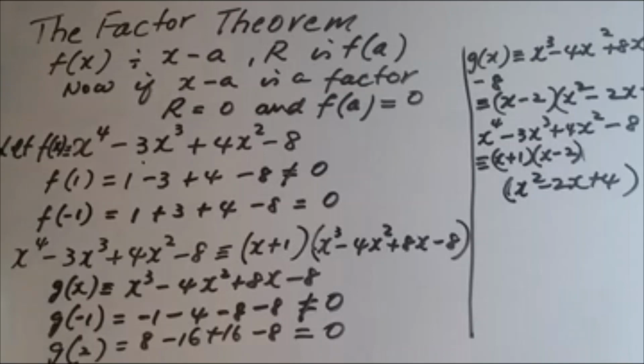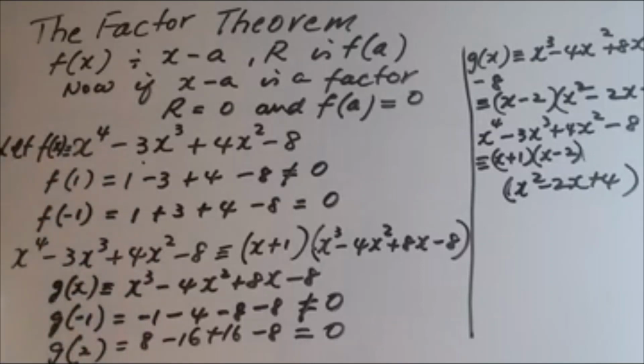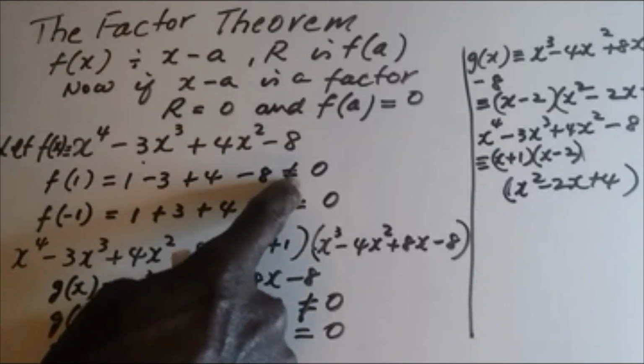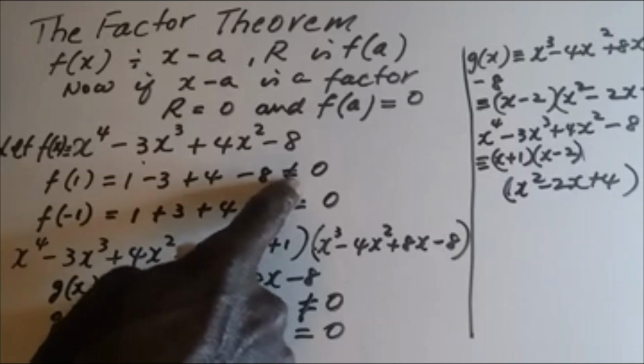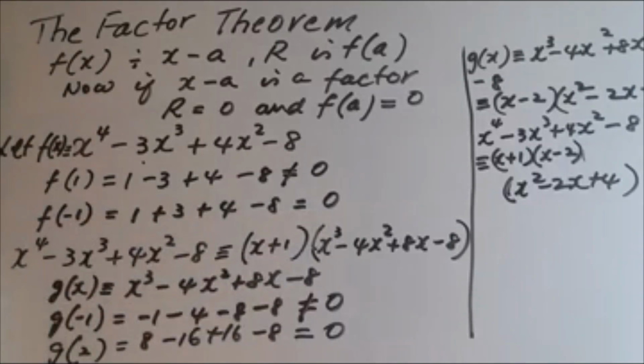So let's just recap. We started with f of x being this polynomial. We tested it using the factors of -8. We started with 1, then we moved to -1. So 1 did not give us the value 0. F of a was not 0, with a being 1, but f of -1 gave us 0, so we know that f add 1 is a factor.